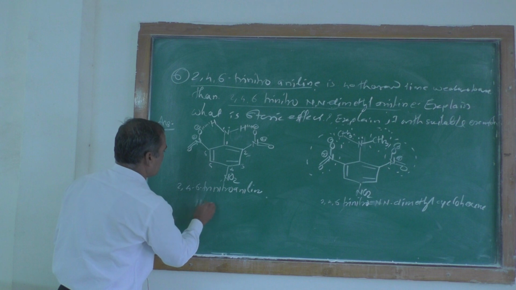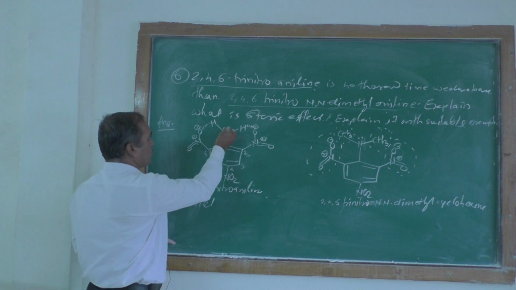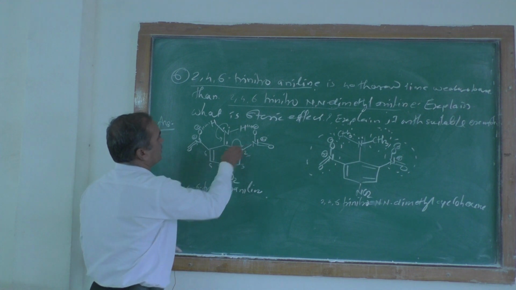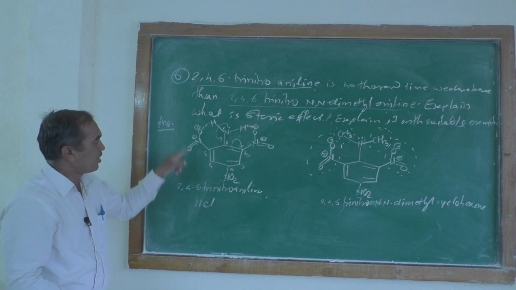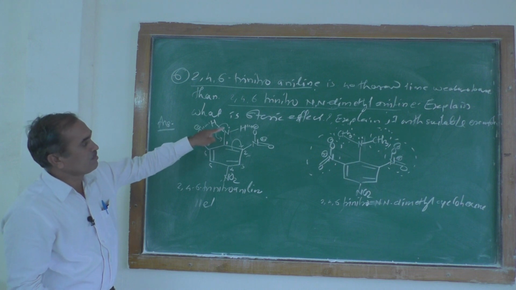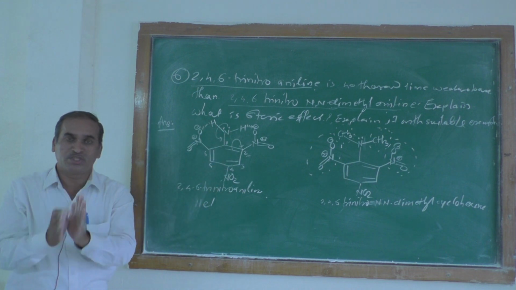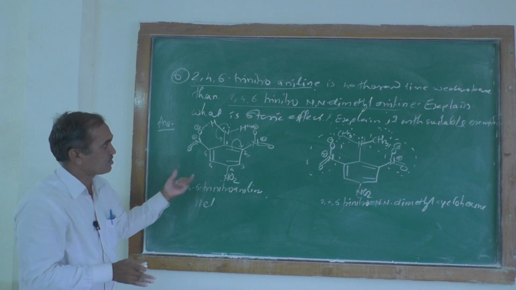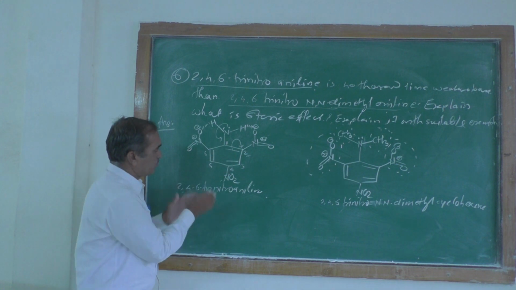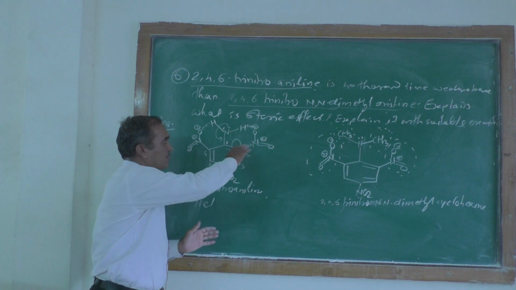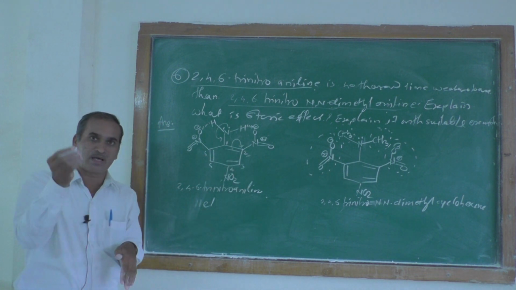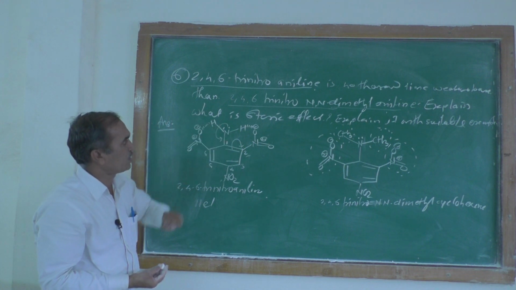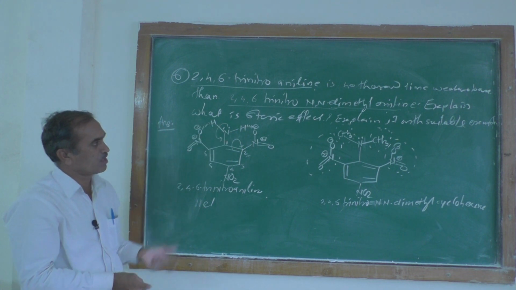Here, the lone pair is parallel, and therefore it is involved in delocalization. So this lone pair is not available for donation as compared to that one. After that, there are 3 nitro groups, which are also involved in the delocalization. It takes a longer time, and therefore it is a weaker base.